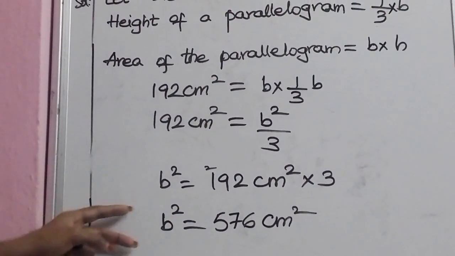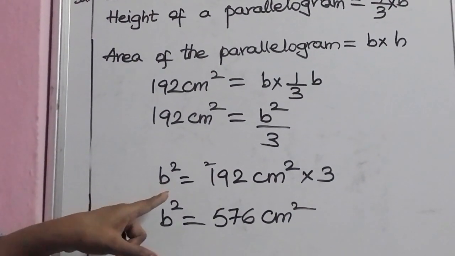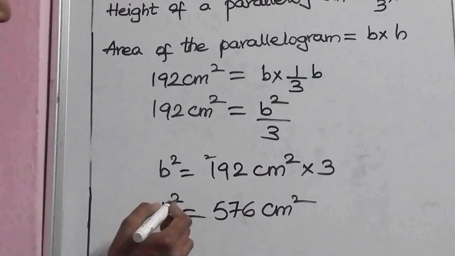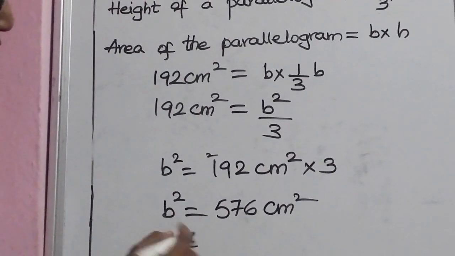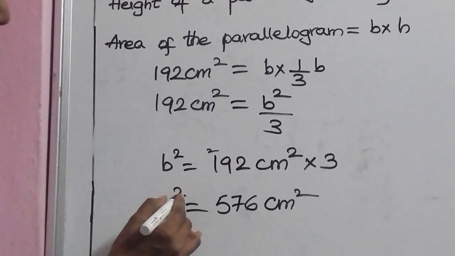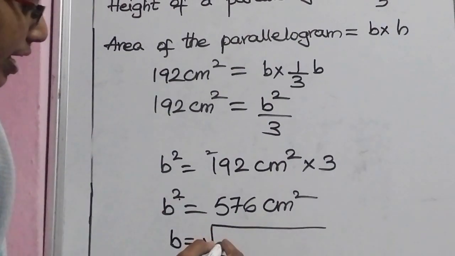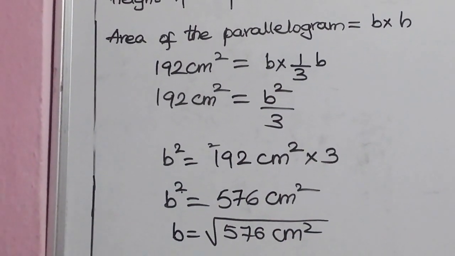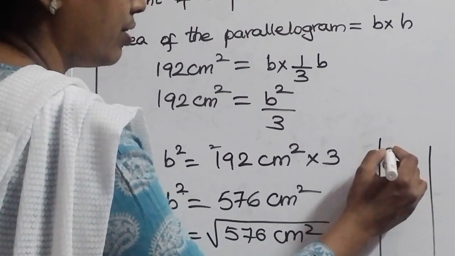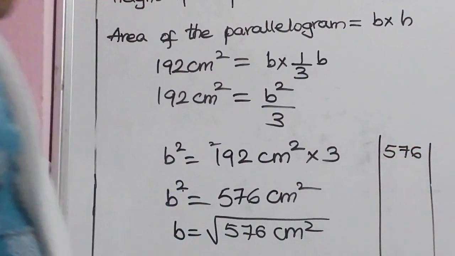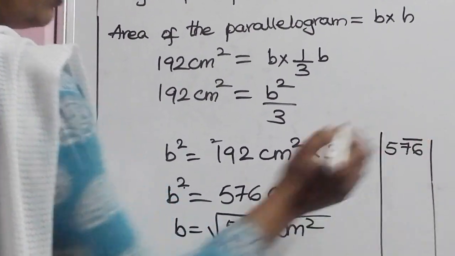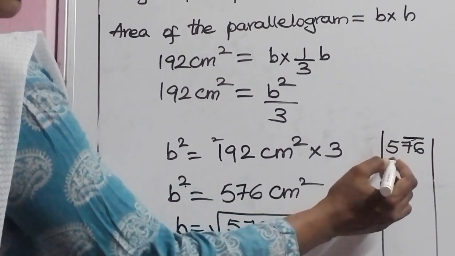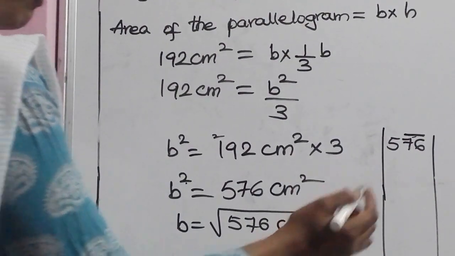So now here we should see that the square is removed. We want to find out the value of B. Whenever you want to find the value of B square, this square when it goes to the other side becomes square root of 576 centimeter square. So let's find out the square root of 576. From the last we are going to pair up these two numbers together. This is only one number. So squares we have to see.